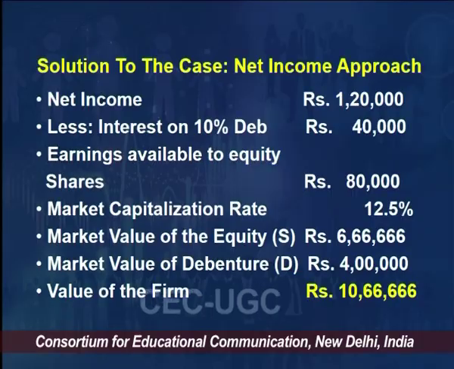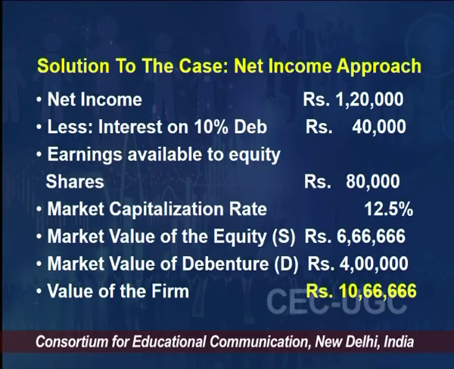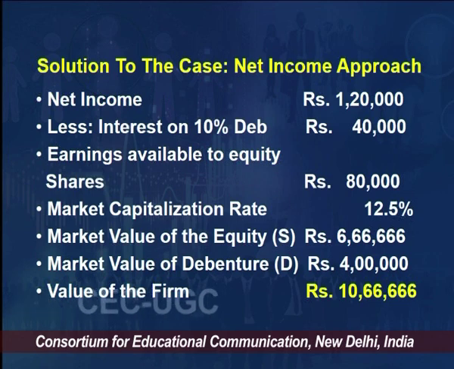So, we can calculate the value of equity or S by dividing 80,000 by 12.5%, which gives you 6,66,666. So, this is S. D is 4 lakh, right? The D is 4 lakh. What will be the value of the firm? 10,66,666. So, do you see a change? Did you notice a change?